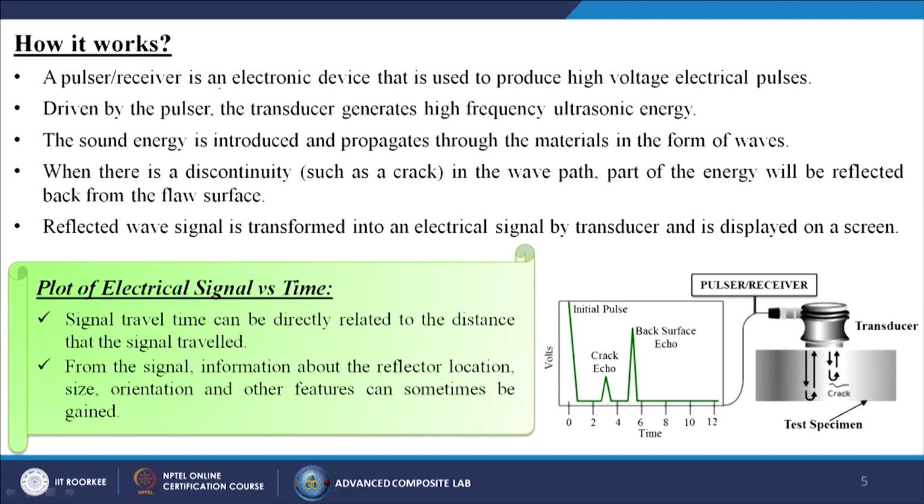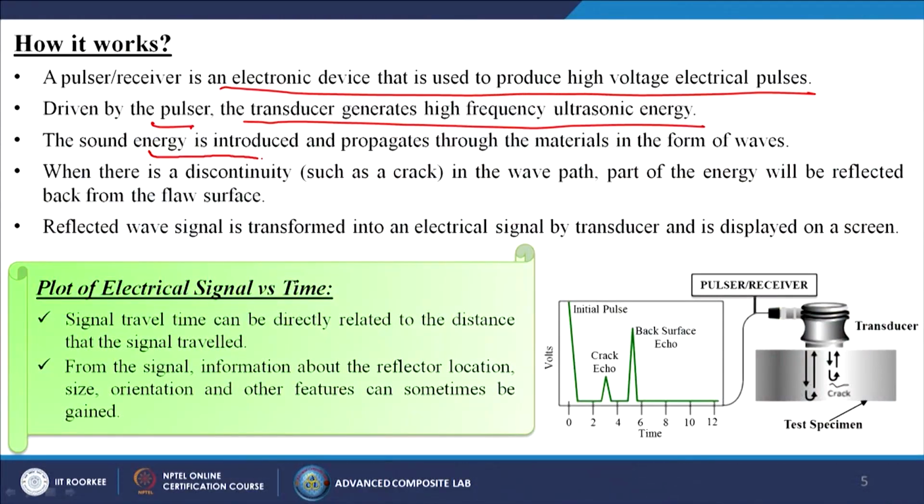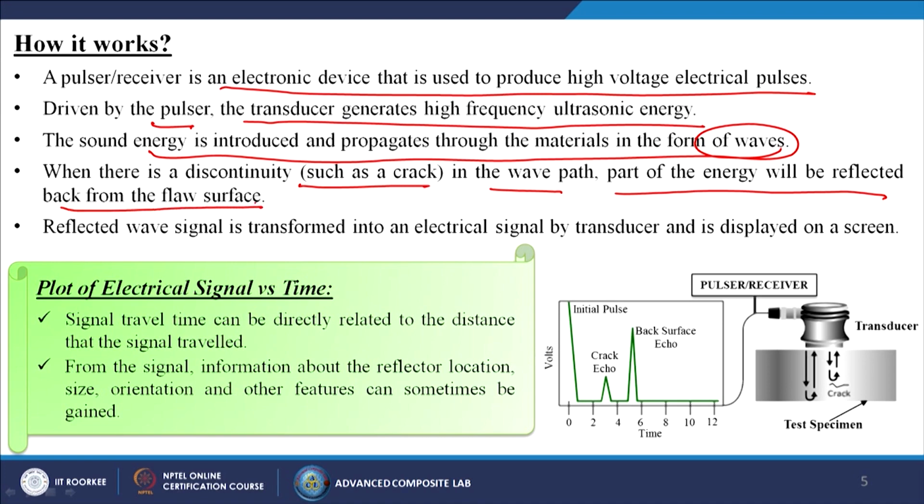The working mechanism: a pulser or receiver is an electronic device used to produce high voltage electrical pulses. Driven by the pulser, the transducer generates high frequency ultrasonic energy. Simply, I have one probe, I give the current, and then it creates the ultrasonic pulse or energy. The sound energy is introduced and propagates through the material in the form of waves. When there is a discontinuity such as a crack in the wave path, part of the energy will be reflected back from the flaw surface, otherwise it will go through the substance itself.